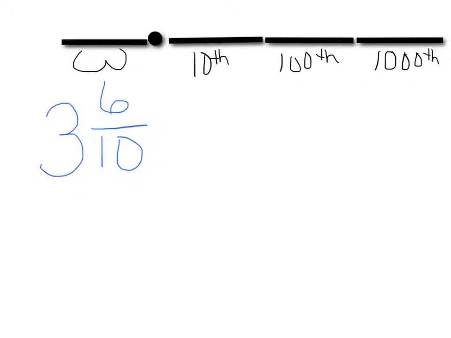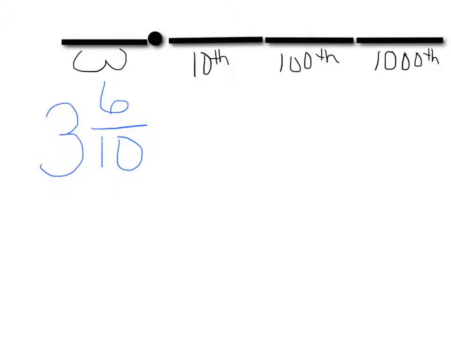Alright gang, this is just a quick recap of what we've learned about rewriting mixed numbers, which is a whole number and a fraction, into a decimal. Now this is a letter W in front of our decimal point, and I've just added this to remind you that this is where the whole numbers go.